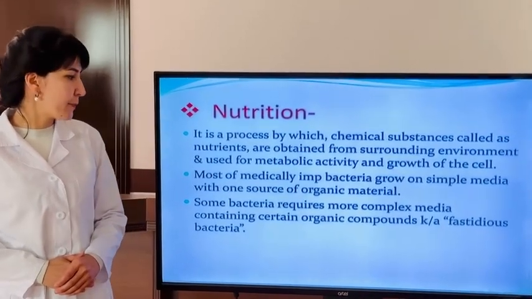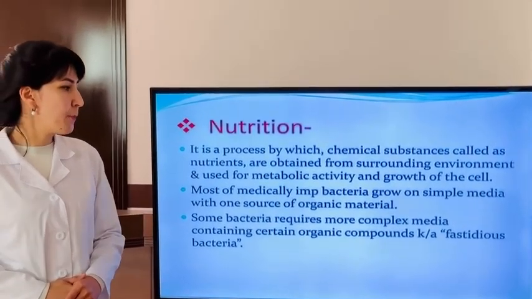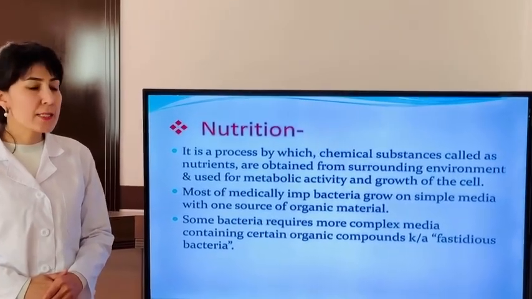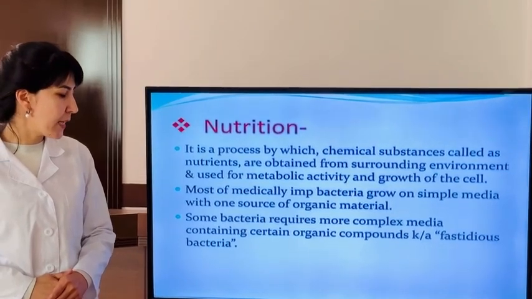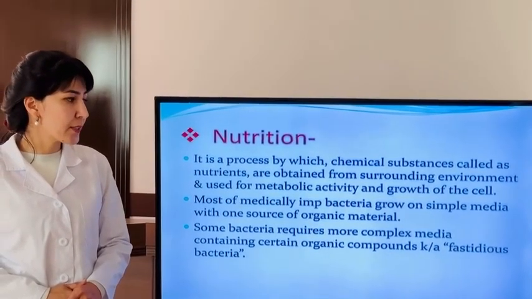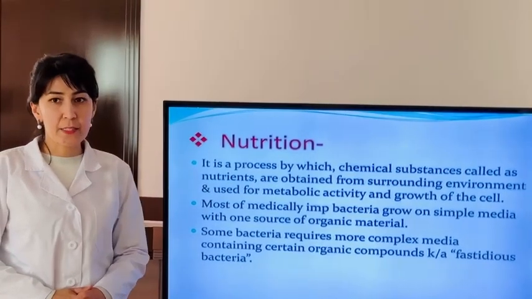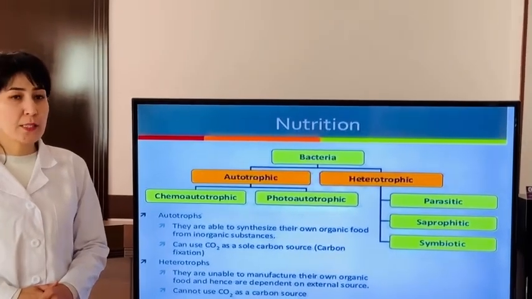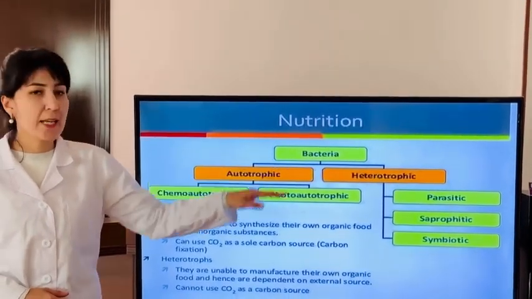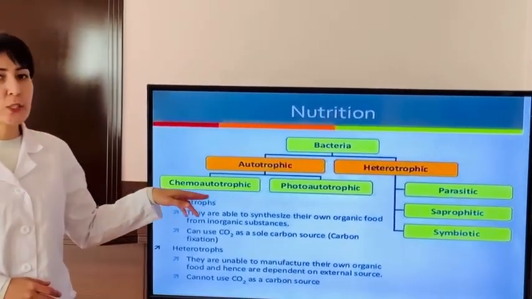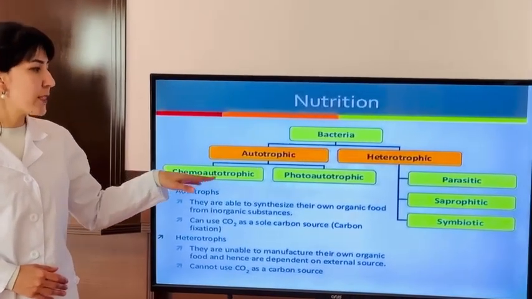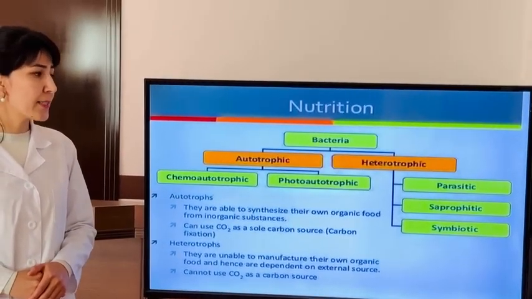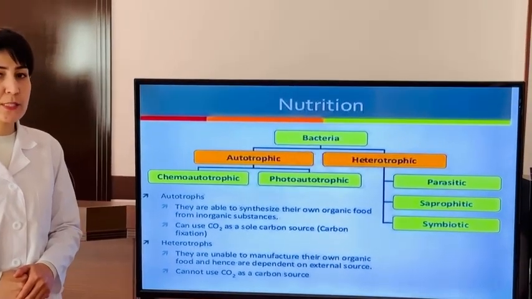of the cells. Most medically important bacteria grow on simple media with one source of organic materials. Some bacteria require more complex media containing certain organic components, and fastidious bacteria. Looking at nutrition, bacteria are divided into two big subgroups: autotrophs and heterotrophs. Autotrophs are divided into two subgroups, chemoautotrophs and photoautotrophs, and heterotrophs are divided into parasites, saprophytes and symbionts.